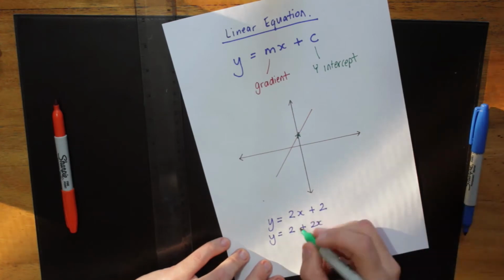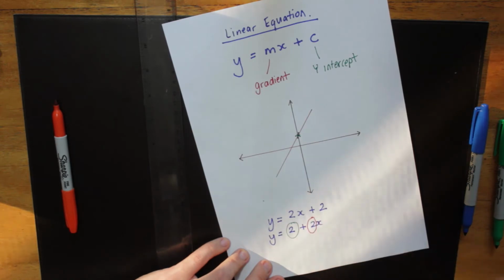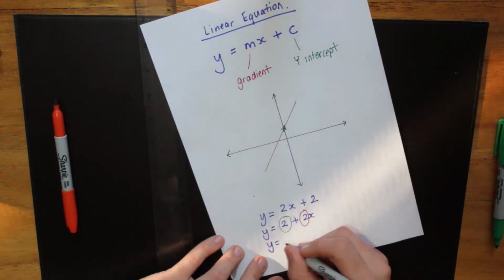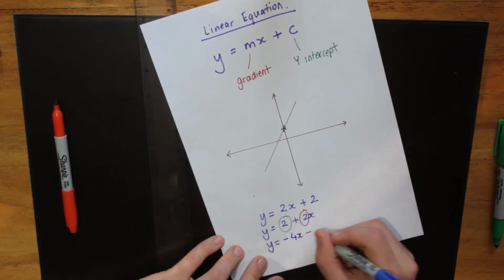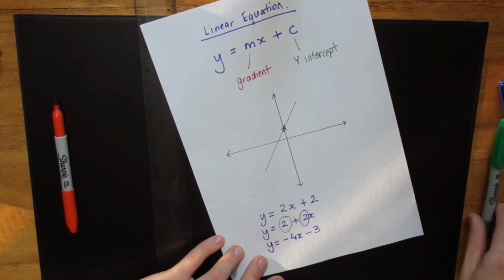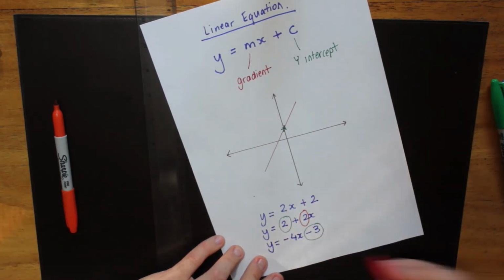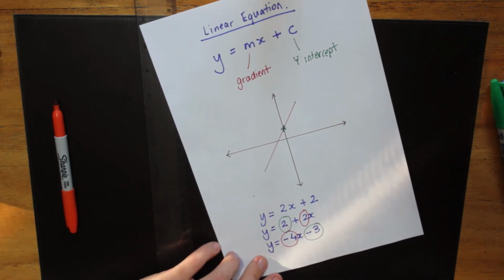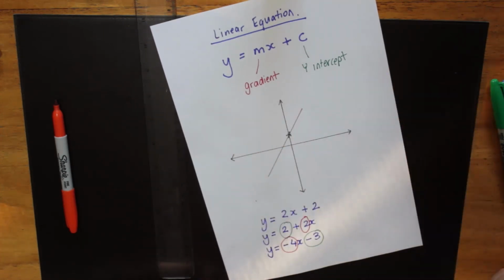our y-intercept here and our gradient value here. Now these don't have to be positive numbers. You could have y equals negative 4x minus 3, but we still have our y-intercept and our gradient here. And we're going to look at what they mean in the next video, but this is your basic linear equation.